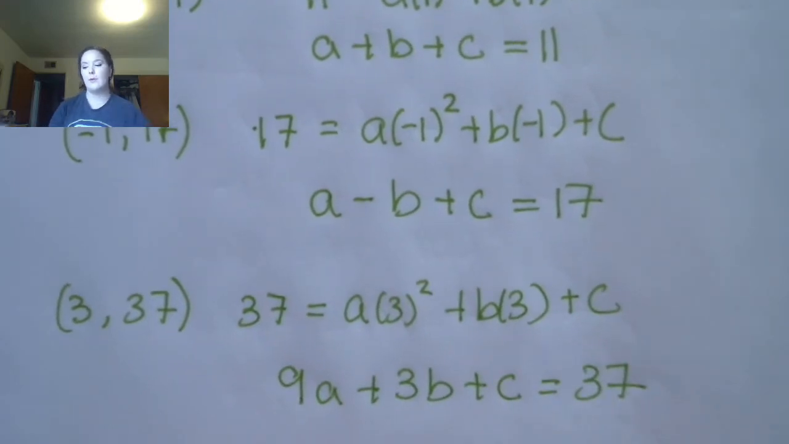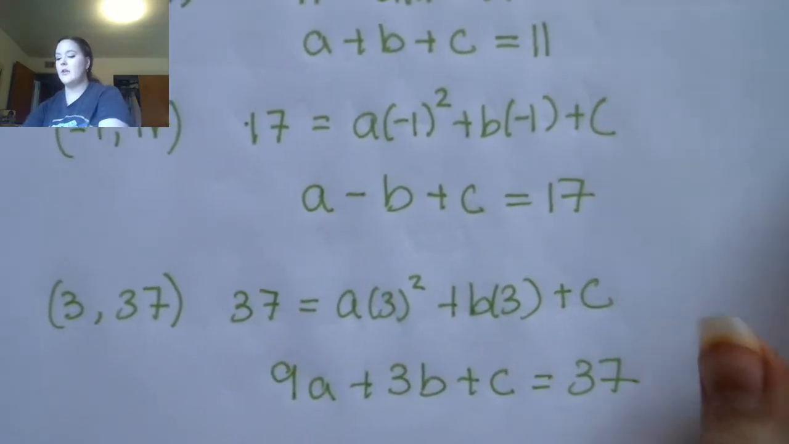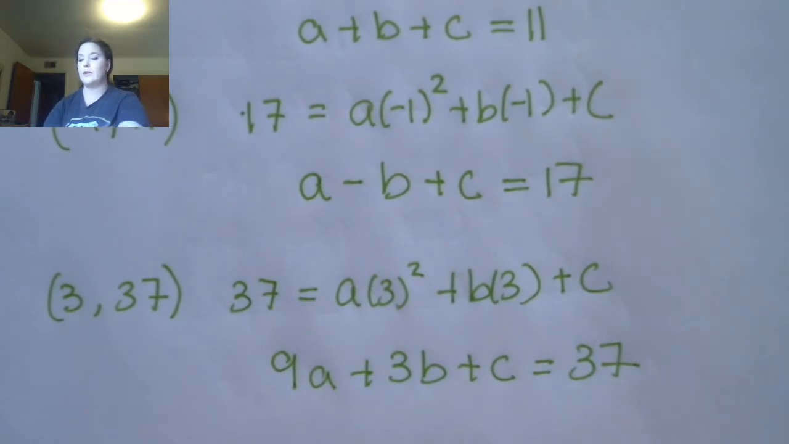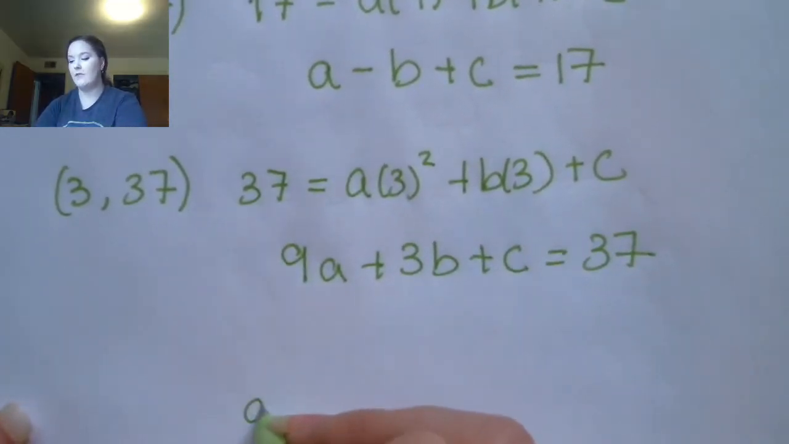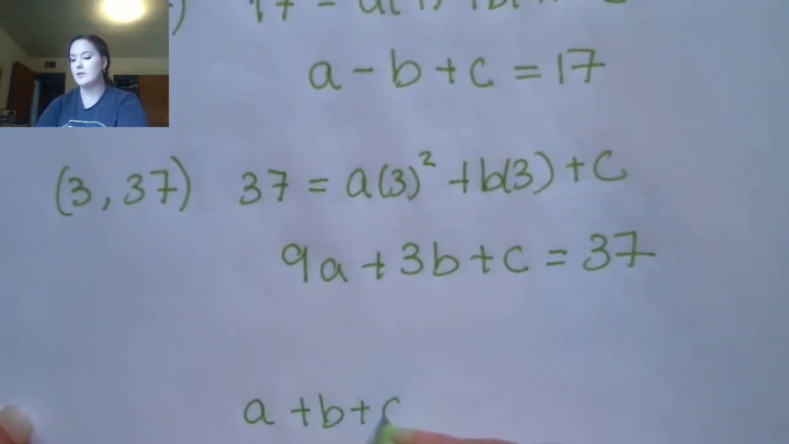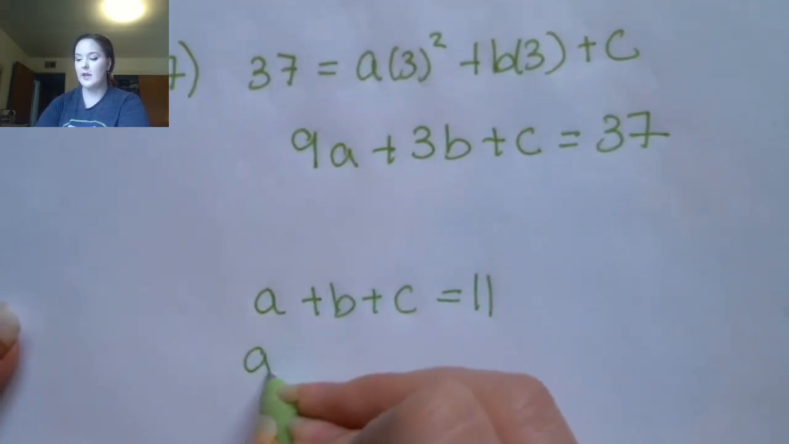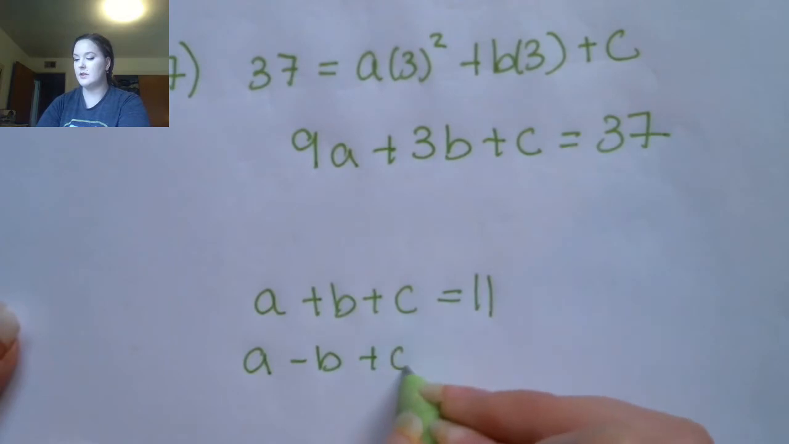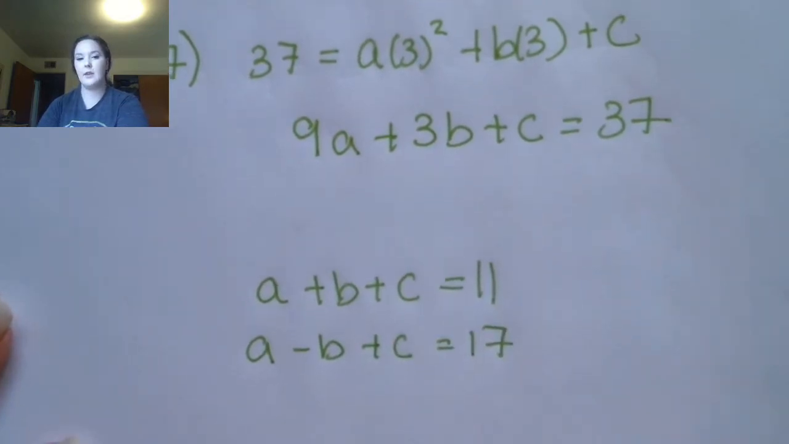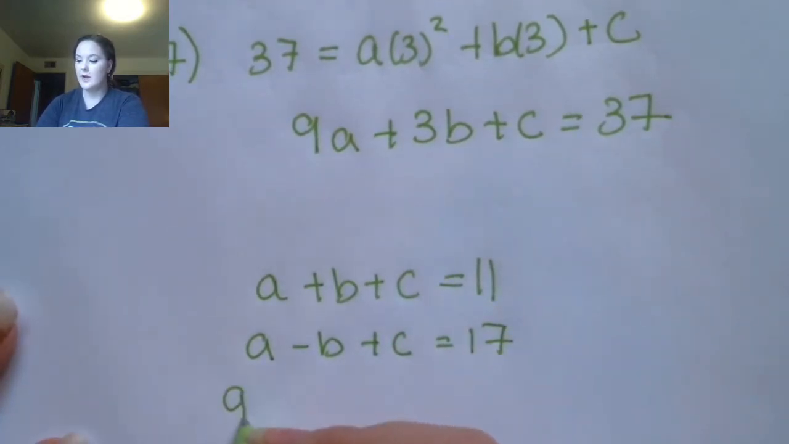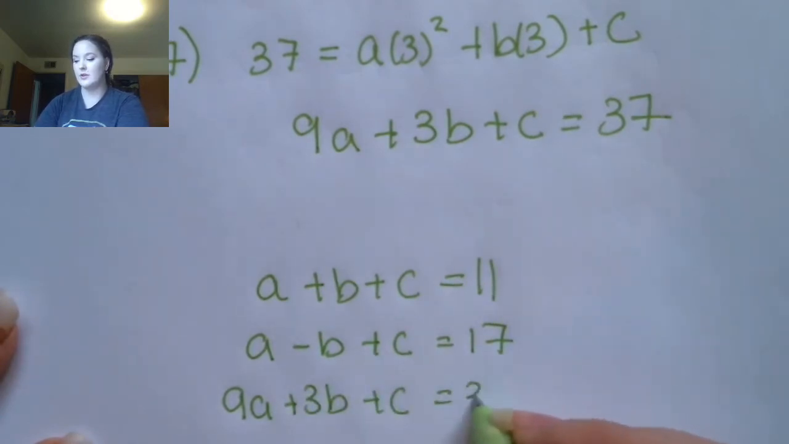Now I'm going to gather these equations together so that we can look at what they all look like. I have a plus b plus c equals 11. Then my second one was a minus b plus c equals 17. And my third one was 9a plus 3b plus c equals 37.